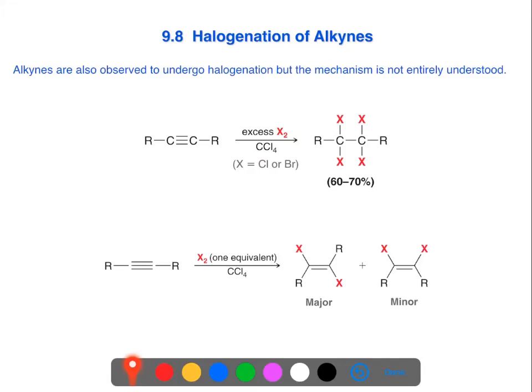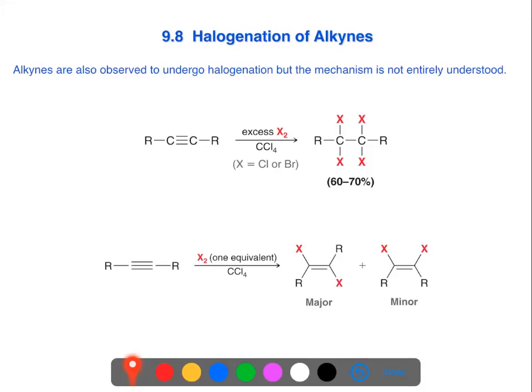So the most common reagents, as shown, are molecular chlorine and bromine, and the solvent that's often used in the presence of these halogens is carbon tetrachloride. Now, carbon tetrachloride is no longer being sold commercially. It's hazardous to the environment, specifically the atmosphere. And so there are other chlorinated solvents like chloroform and dichloromethane that can be used in its place.